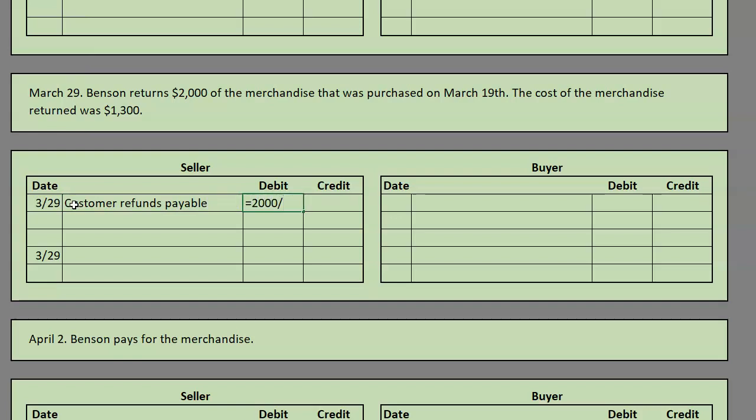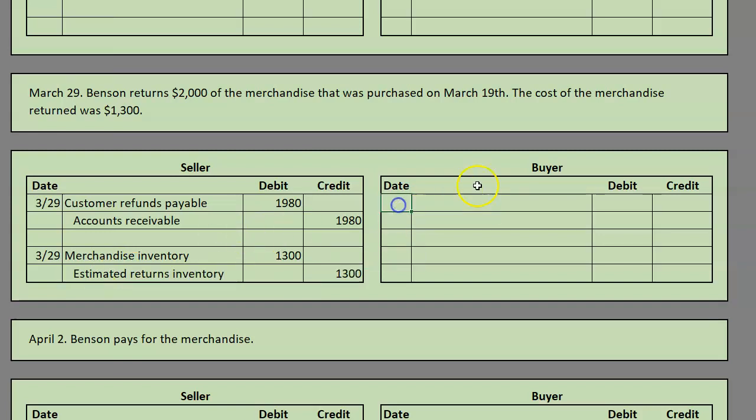and $2,000 times 99% to adjust for that discount. Remember, if you discount the sale, you also have to discount the return. And then credit accounts receivable there to show that it is net of the discount. And for the cost of the merchandise being returned, we're going to be debiting merchandise inventory for the $1,300 and then crediting that bucket account that we talked about in example number 1, estimated returns inventory.